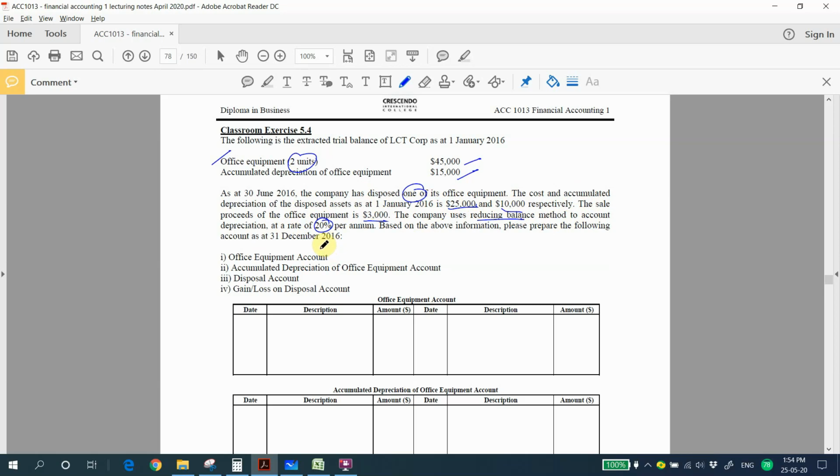Based on the above information, please prepare the following accounts as at 31st December 2016: office equipment, accumulated depreciation, disposal account, and gain or loss on disposal account. So we are required to prepare these 4 accounts, and the financial period for the company is from 1st January to 31st December 2016. So let's analyze this. It says that inside this combination we have 2 assets, so we can do a working on it.